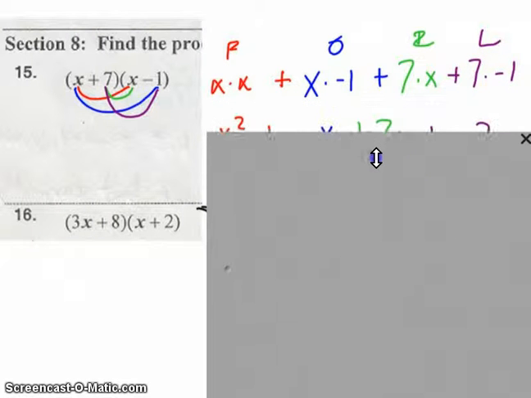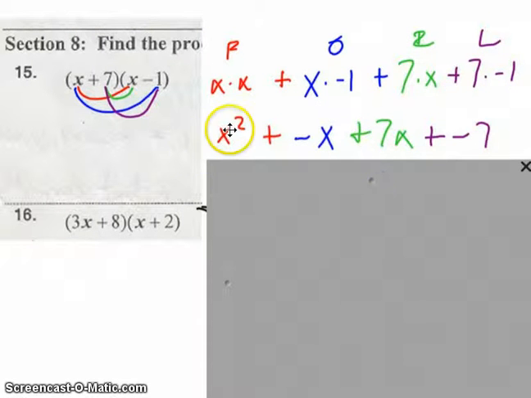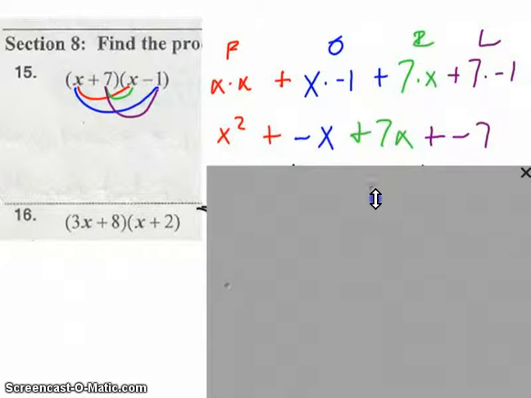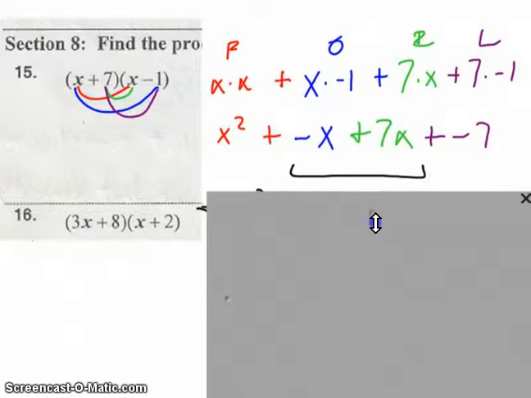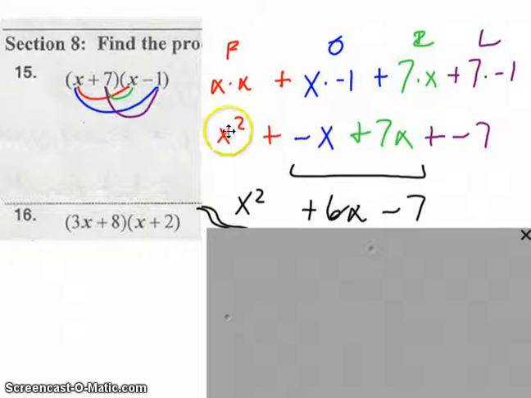Then I just do the multiplication. X times x is x squared, x times -1 is -x, and so on. And I also told you, once you do this work, you should assume that these middle two terms can be combined. And that's what I did. I went ahead and combined them, and I ended up with the x squared, but combining these, I got 6x, and in purple here, -7. And this right here is the answer I was looking for question 15.